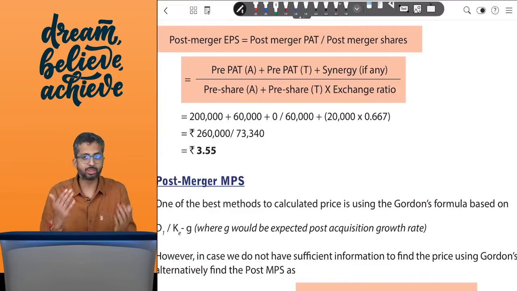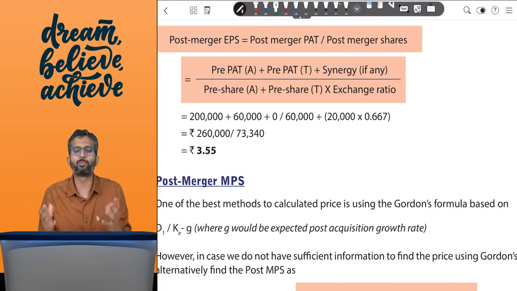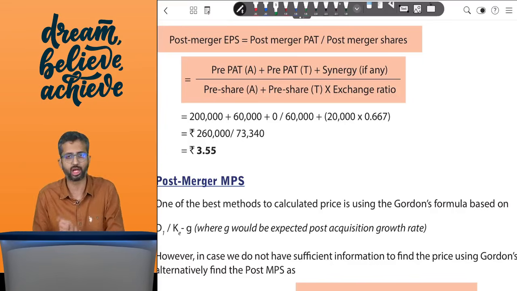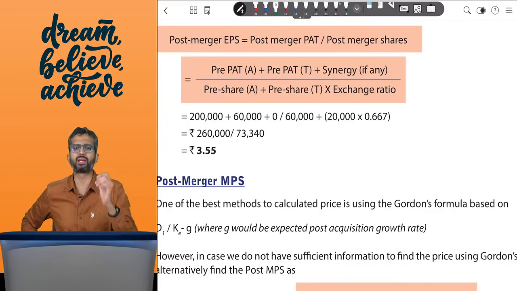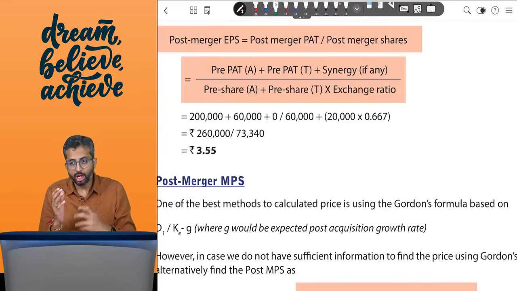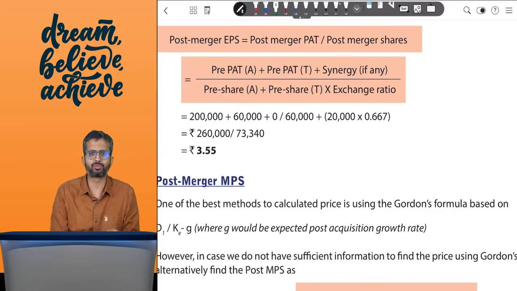So in case of a share swap, in the numerator you have the combined earnings plus the synergy, divided by the denominator, which is the combined post-merger number of shares after applying the exchange ratio to the target shares. This is usually the case. Most of the sums do come regarding calculating post-merger EPS in case of a share swap.